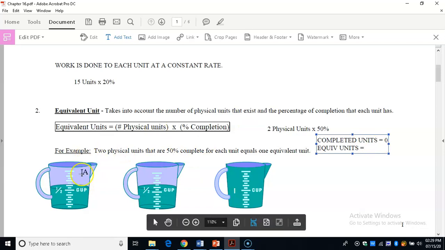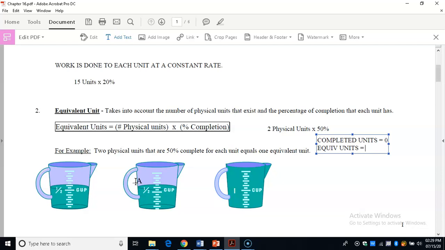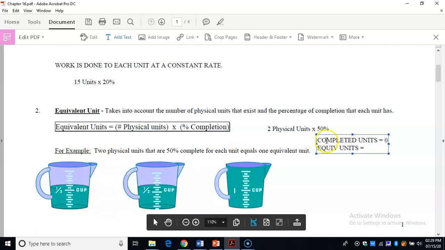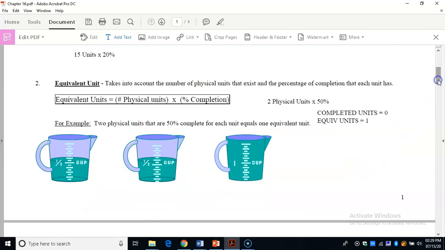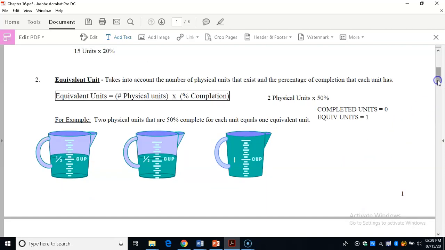I have 2 physical units. Each one is 50% complete. And remember, we're doing process costing, so that means that every unit is the same as every other unit. So two 50% units, that's equivalent to 1 unit. Okay? So you can see that equivalent units is different from physical units, and it's different from completed units. Equivalent units means how many pretend finished units we have. So equivalent units, we can see here, is physical units times percent completion.